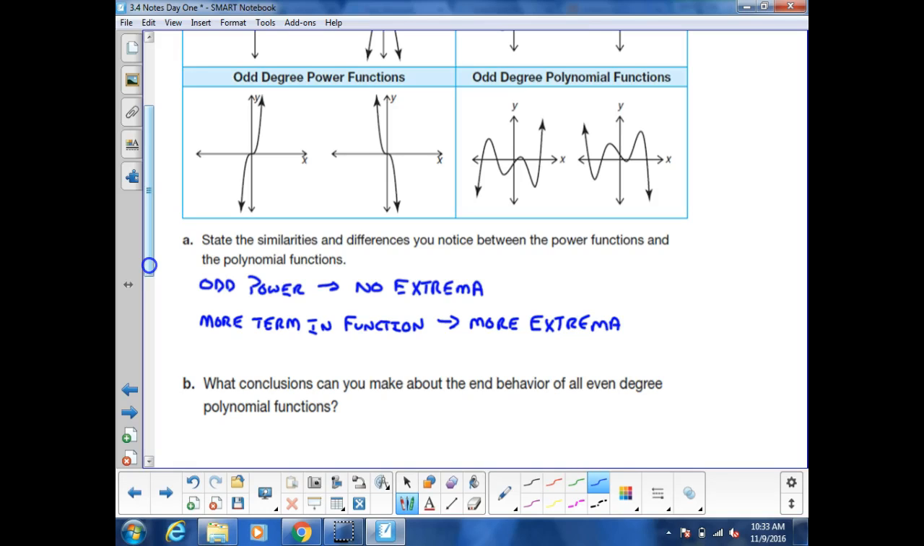Anything else? So we said if some polynomials are even, they both go up, so their end behavior is the same for both power and polynomial. What about for odds? Did you find the same thing? They're the same, right? For an odd degree power function, they go in opposite directions. And an odd degree polynomial function, they also go in opposite directions, right?